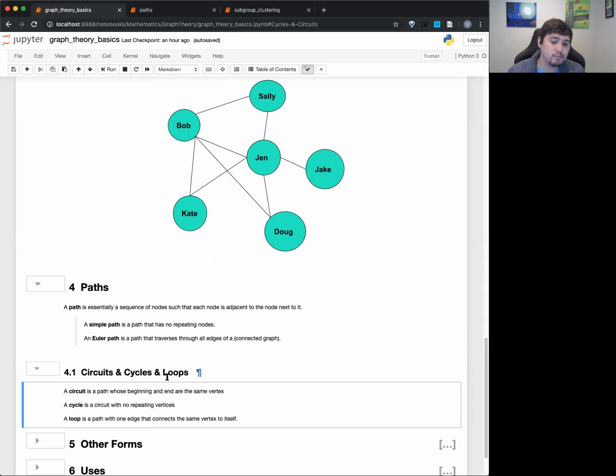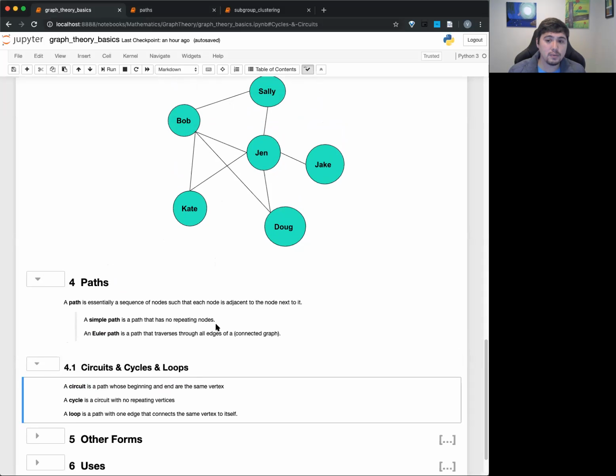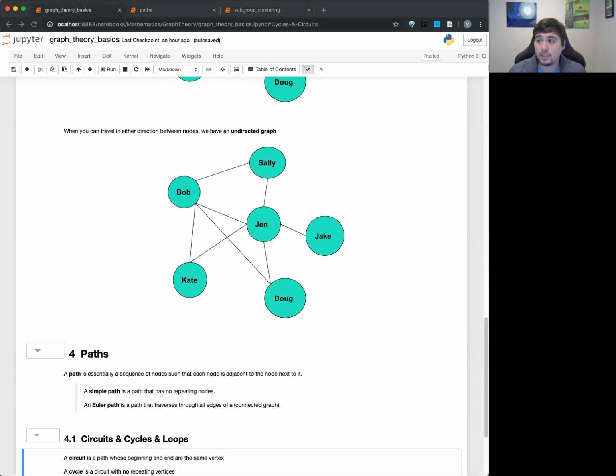And then a loop, which we haven't seen yet, is just a path with one edge that connects the same vertex. So usually you'll see something that looks like this. If you had a directed graph, you would have an arrow like this, and this could also have a weight. This is actually really useful.